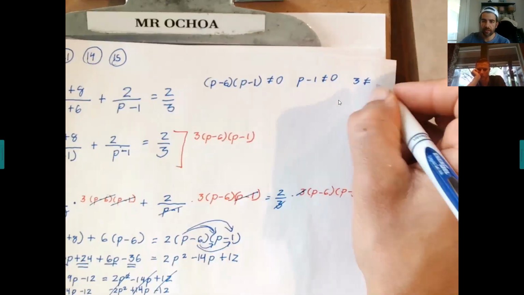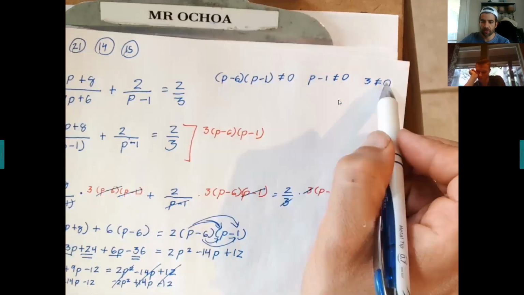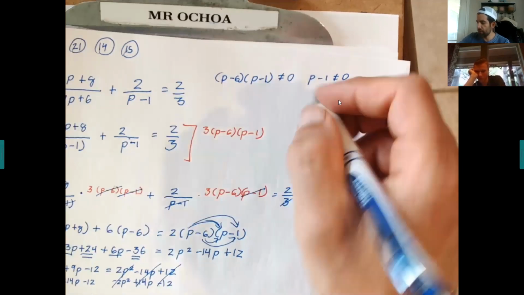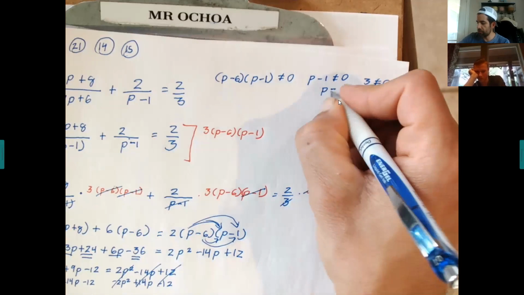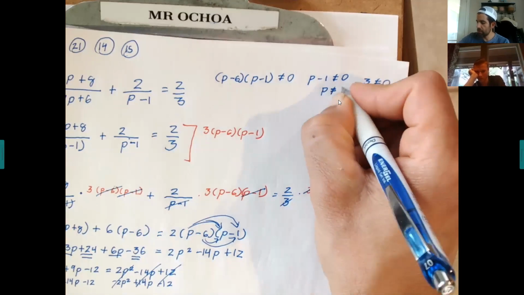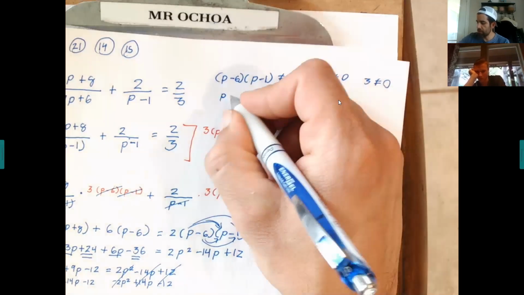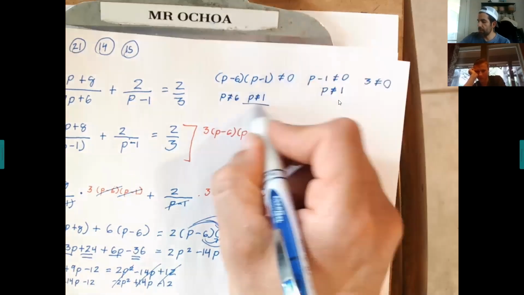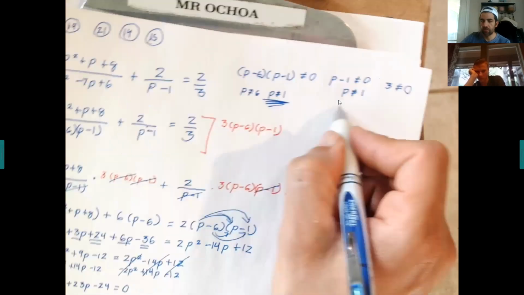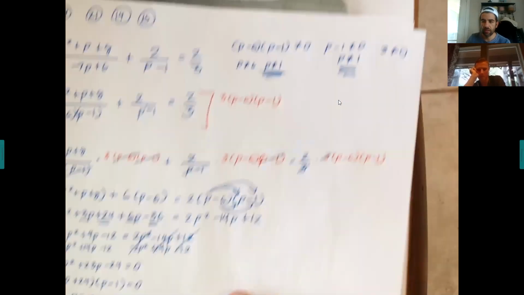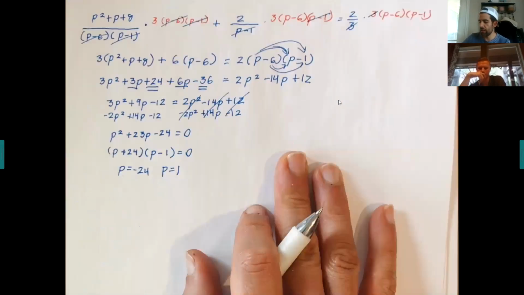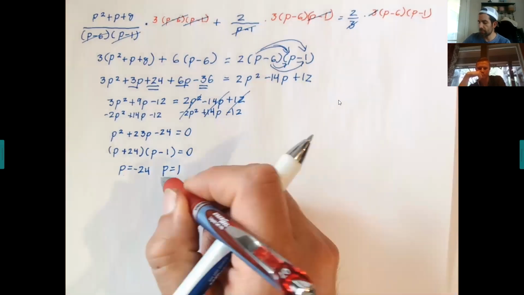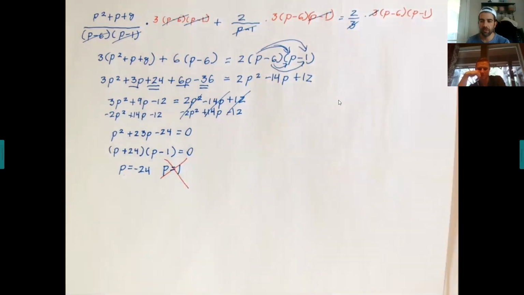Now, this one's kind of a dead thing. That's not going to happen. 3 is not going to be equal to 0. Now, p, if I add 1 to each side, then p cannot be equal to 1. And this one says that p cannot be equal to 6, and p can also not be equal to 1. So notice that p cannot be equal to 1 is right here, which means that this is why you cannot have this as an answer. So that's the only answer that you have.